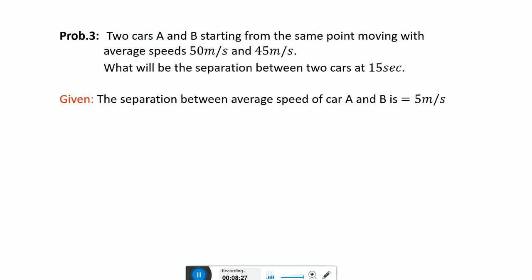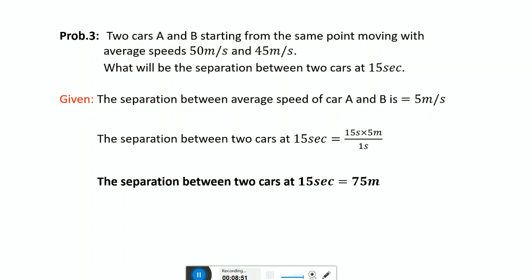So we get the separation between average speed of car A and B is 5 meter per second. And we have to find out separation for 15 seconds. So separation between two cars at 15 seconds is equal to 15 into 5 upon 1, which is equal to 75 meter. Hence the separation between two cars at 15 seconds is equal to 75 meter.